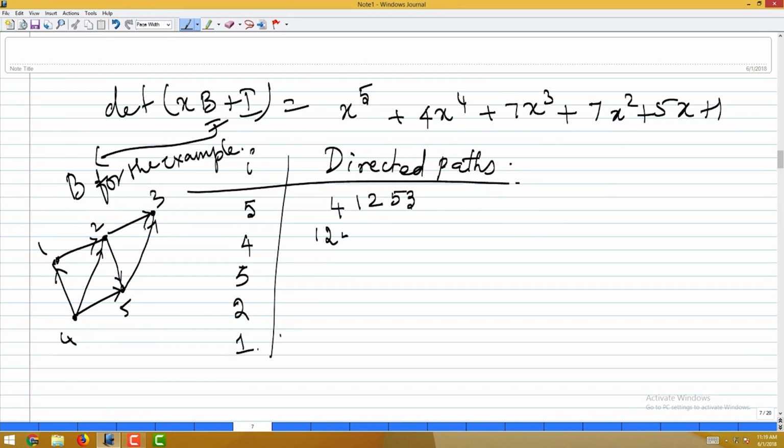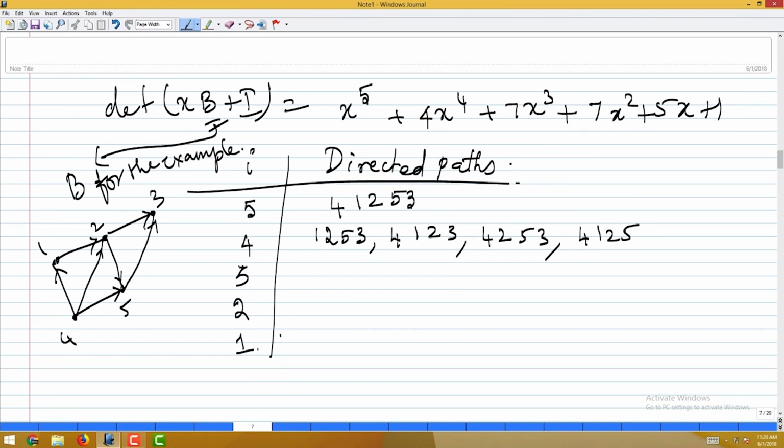1, 2, 5, 3; 4, 1, 2, 3; 2, 5, 3. Obviously it will not form a cycle, so it is an acyclic graph. Yes, one more: 4, 1, 2, 5. So, there are 4 directed paths. If you search for it, you will not get any more out of this.